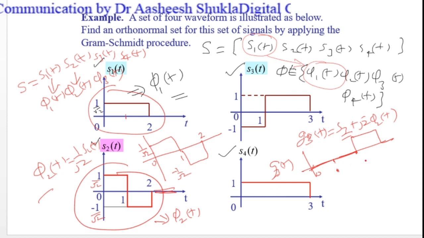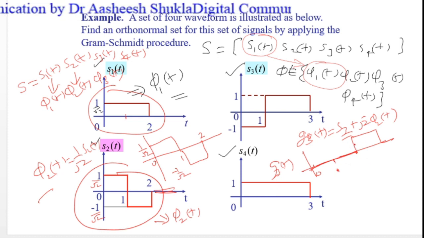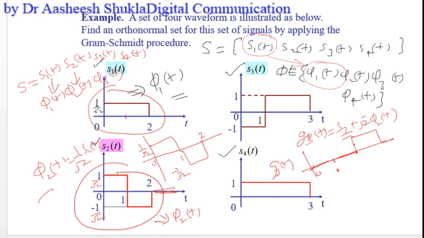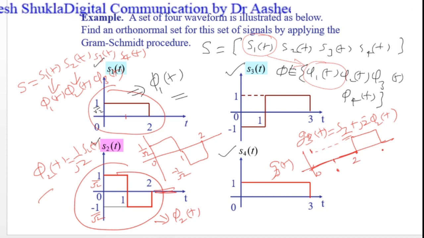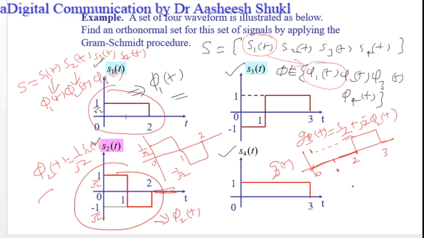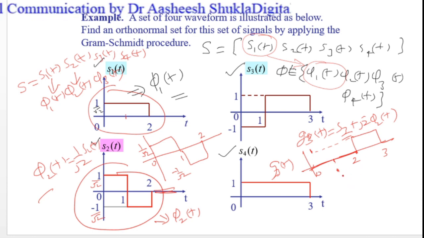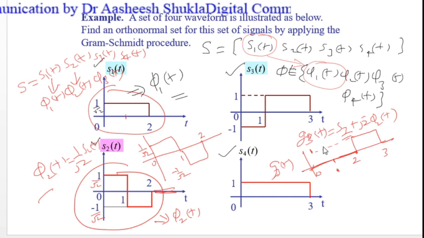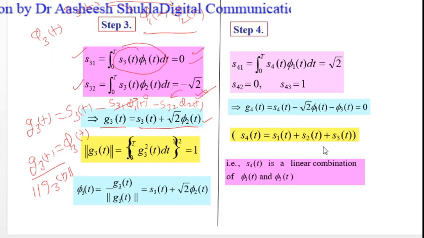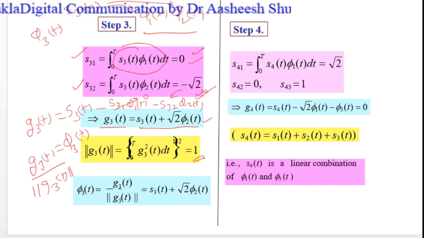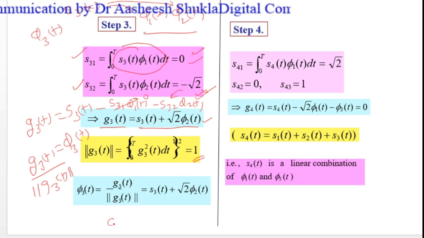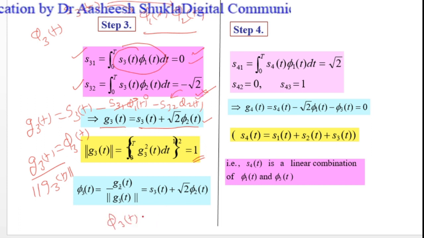Right? Now you can simply calculate the energy of this waveform, because you have to integrate this waveform. This amplitude is equal to 1 and this is from 2 to 3. So you have to integrate this waveform from 2 to 3 and the integration will come out to be 1. So you can see here that the norm of g3(t) is equal to 1.